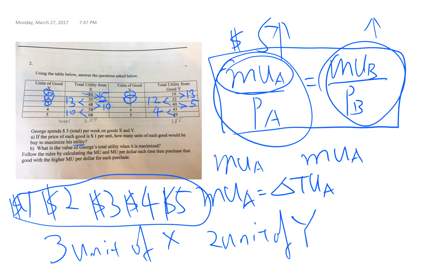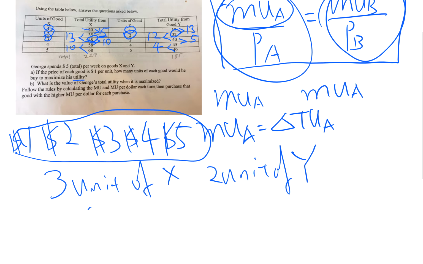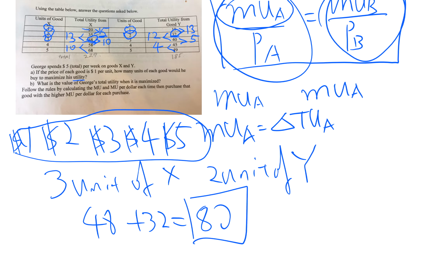of good Y. All right, and the last part here. What is the value of George's total utility once maximized? For total utility, we're going to add up these numbers here, the 48, and this number here, the 32. Since George will consume 3 units of good X, the total utility from the 3 units of good X is 48. And George will consume 2 units of good Y, and the total utility is 32. So add them together, and your answer should be 80. That's your total utility from the consumption of $5 of goods.